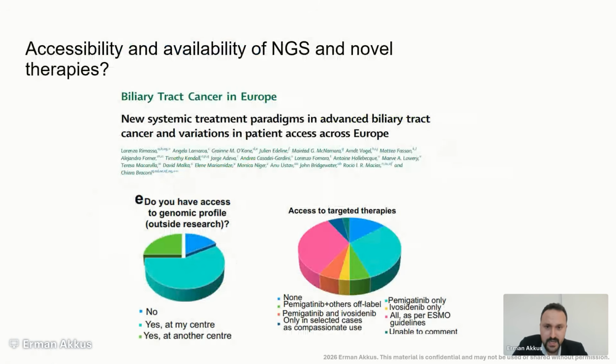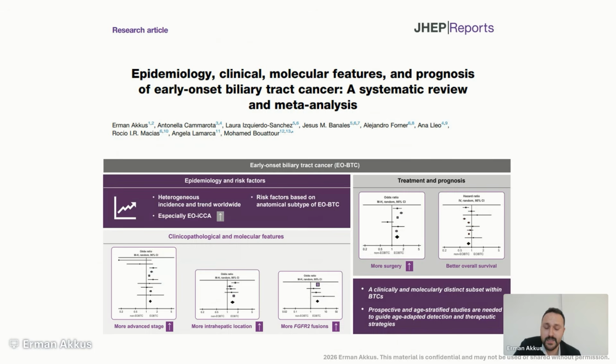But although the treatment portfolio and precision medicine have evolved in biliary tract cancers, accessibility and availability are a problem. In the European survey, a significant portion of centers or physicians do not have easy access to NGS, and these targeted treatments are not available in most centers in most countries. Pemigatinib is generally accessible, but the other drugs are either not available or not reimbursed in these countries.